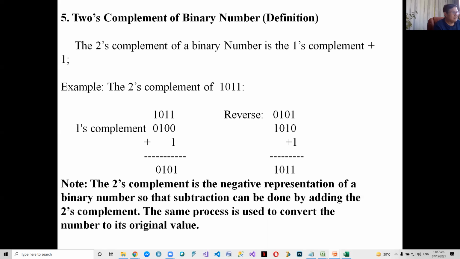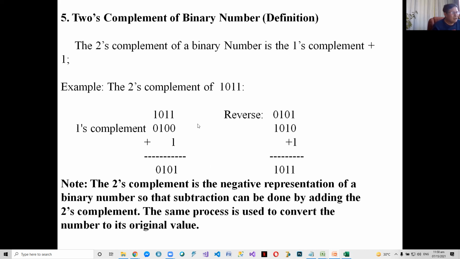Okay. So for example, the 2's complement of 1011, what is 1011? This is 1, 2, 4, 8. 8 plus 2 is 10, 11. Right? 11. The 2's complement is the 1's complement plus 1. So the 1's complement of 1011 is 0100, plus 1, that's 0101. Okay? If you reverse that, 0101, and take the 1's complement, 1010 plus 1, that goes back to 11, di ba?